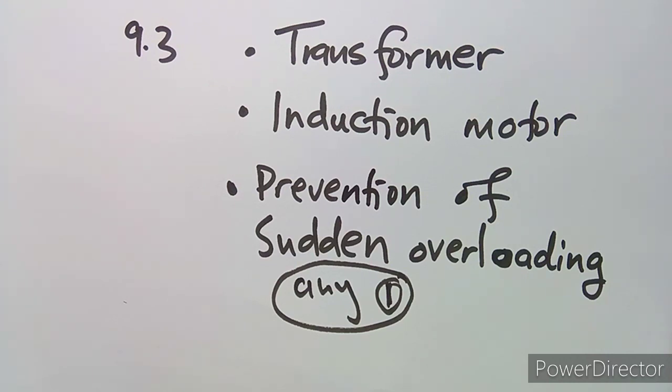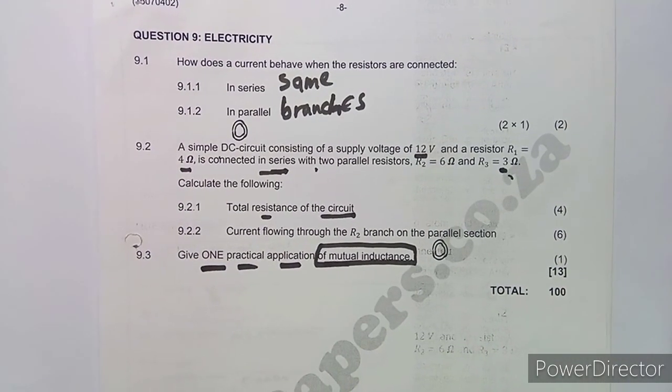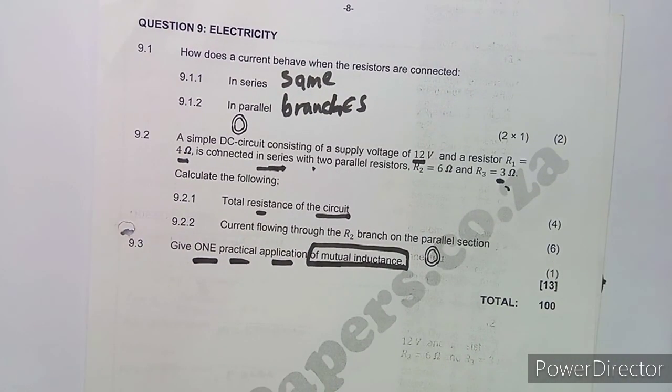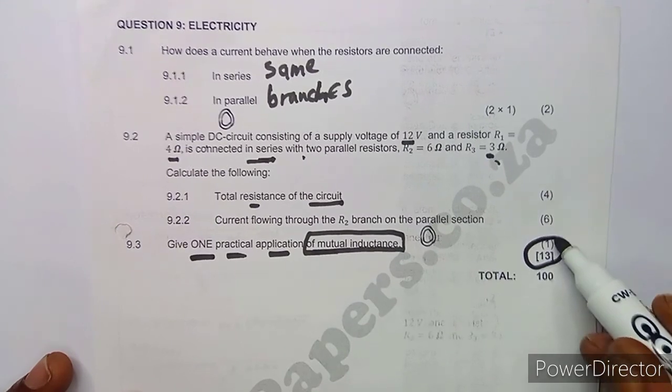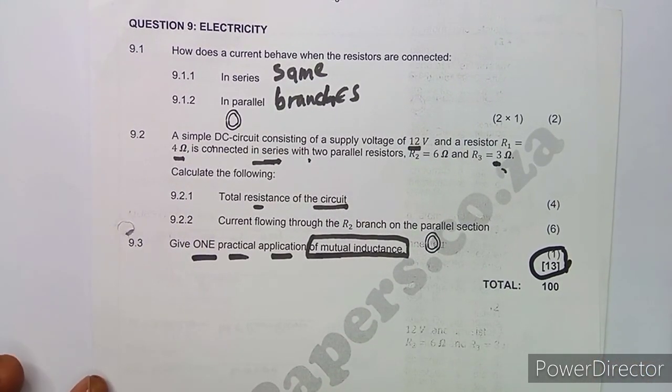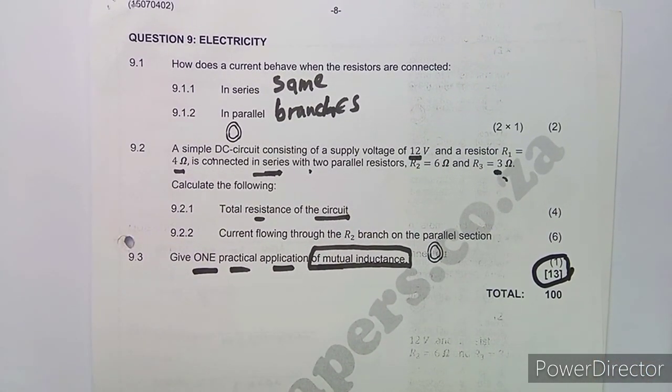Okay, so that was it, guys, from this question. As you can see, that's how they ask these questions, and it's 13 marks for that. These are a lot of marks on electricity to lose, 13 marks for the whole question. So it's a matter of revising and working on question papers.